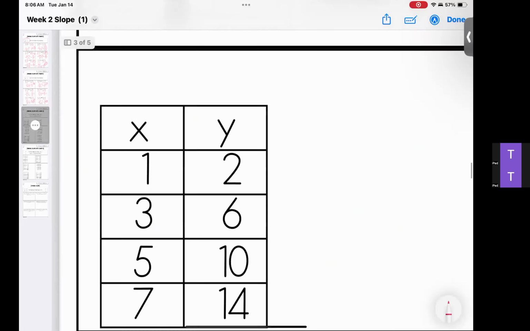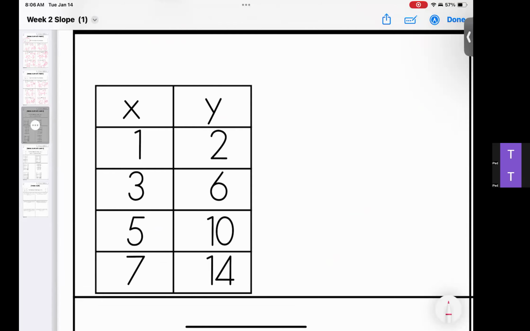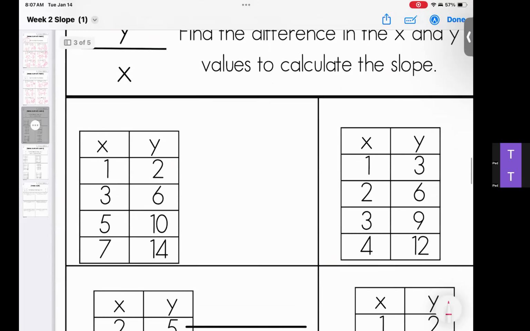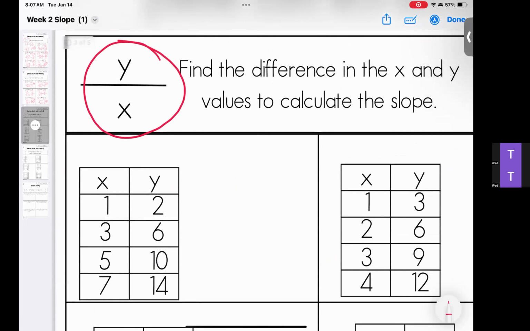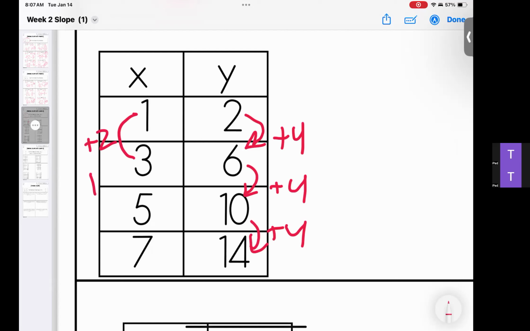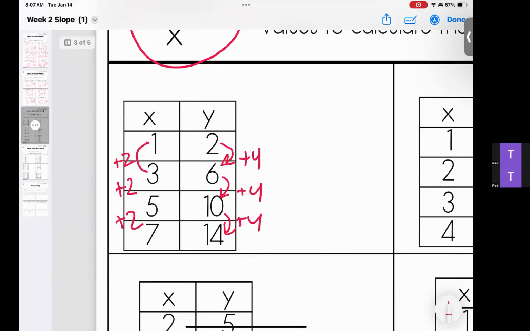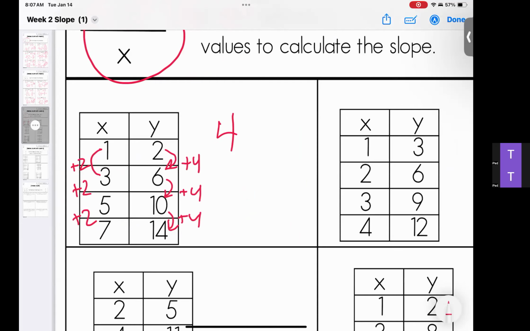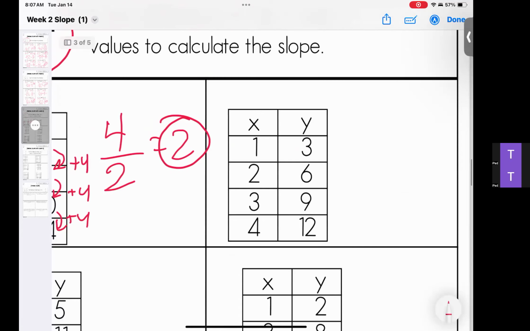All right, looking for our slope of our graph. If we can find an easy pattern, we just have to write our y over our x. Looked at a couple in class, which were not an easy pattern, and we can use our points for our x1, y1, but always try and start with the easy one. So this is +4, +4, +4, looking at that relationship, that change. This is +2, +2, +2. So we have a y change of 4 over an x change of 2, slope of 2.